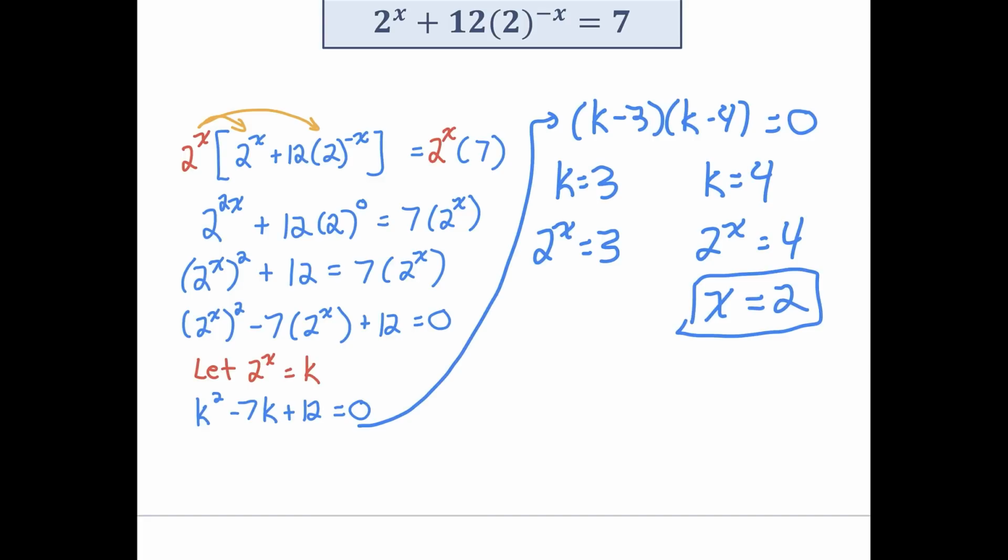How do I find what exponent goes on 2 to get 3? I'll have to use a logarithm. I can say the exponent equals log base 2 of 3. That'll find me what exponent goes on 2 to get 3. As an approximate answer, that's about 1.58.